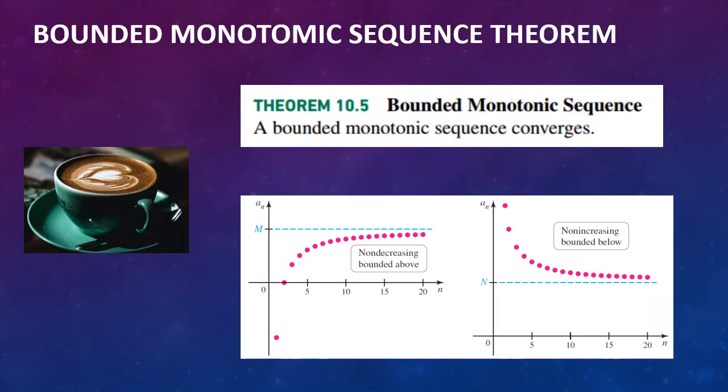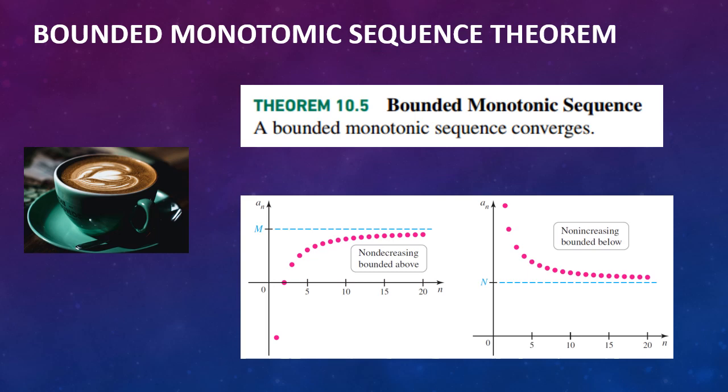So next we're going to look at theorem 10.5, that a bounded monotonic sequence always converges. And your textbook gives a great example of this using a cup of coffee. So I'm just going to read to you a little bit. Suppose you pour a cup of hot coffee and put it on your desk to cool.